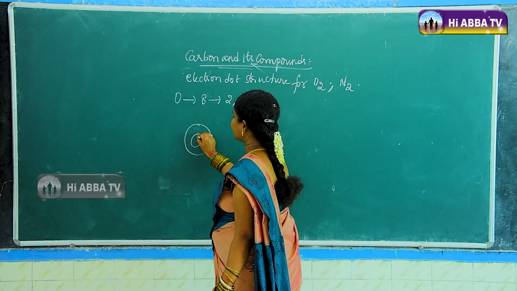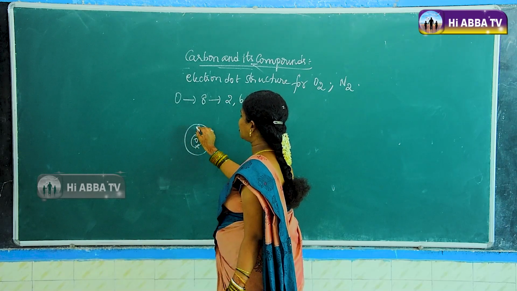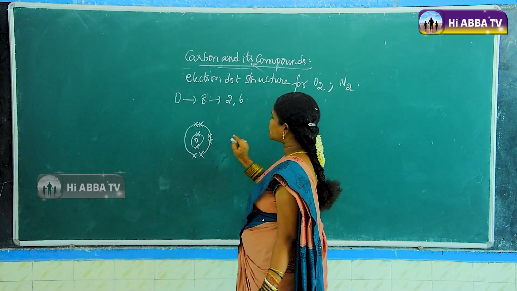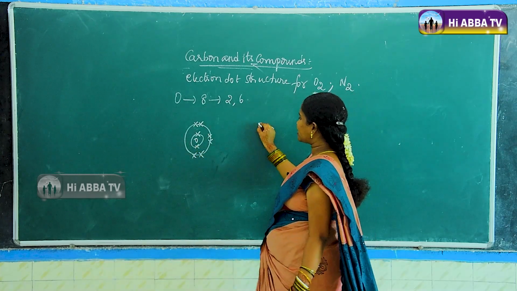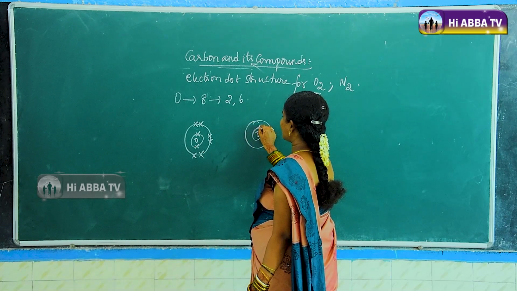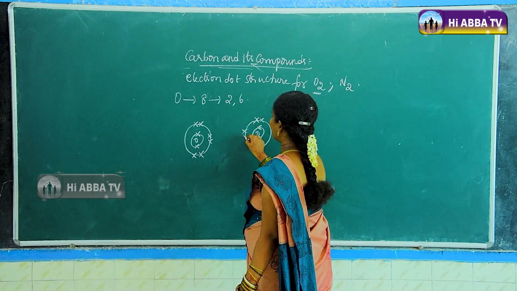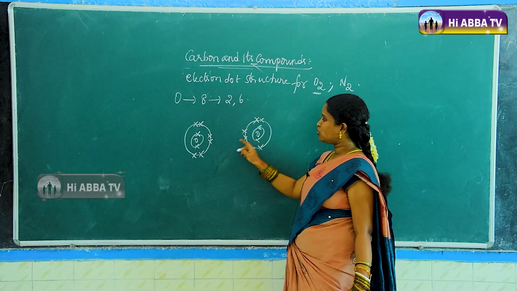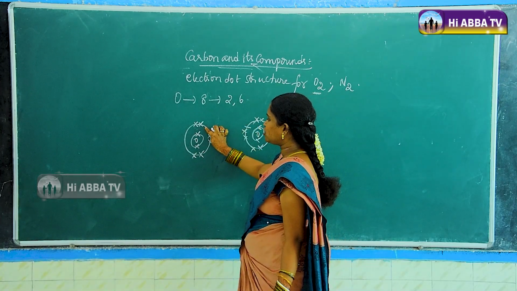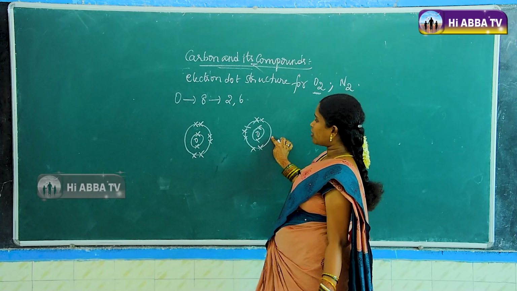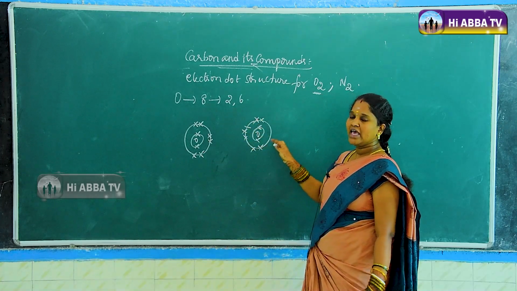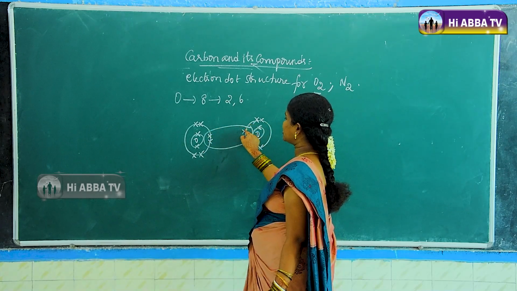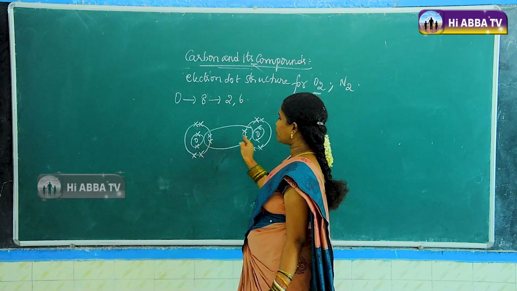I'll be drawing. Here it is oxygen. First shell 2 electrons. Second shell 6 electrons. 1, 2, 3, 4, 5, 6. This is for one oxygen. For the other oxygen I'll be drawing: oxygen 1, 2, 3, 4, 5, 6. So these 2 oxygen atoms require sharing of electrons. Here 2 electrons are required, here also 2 electrons are required, since our motive is to make the outermost shell 8. So sharing of electrons will be taking place. This electron will be shared here and this electron will be shared here.